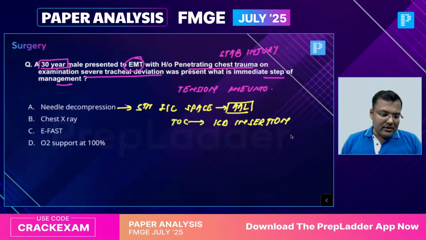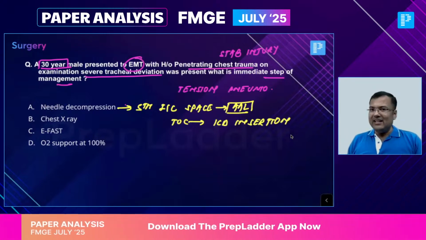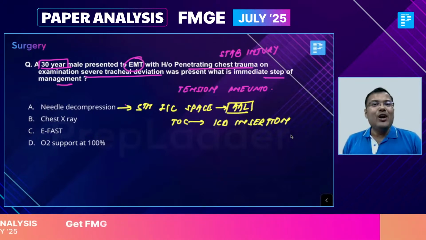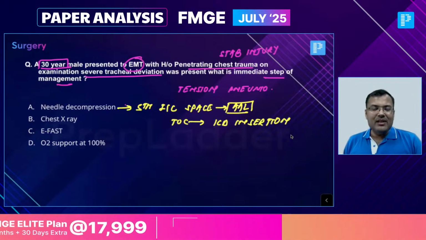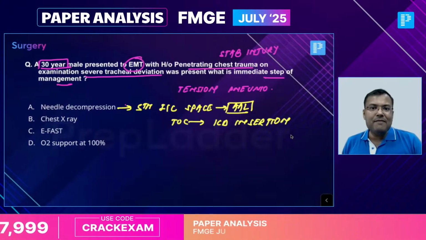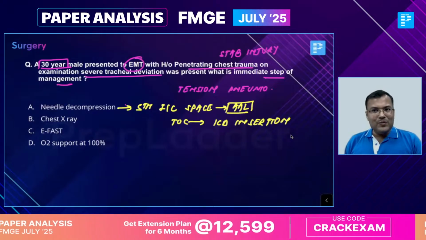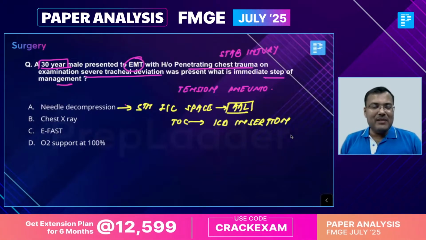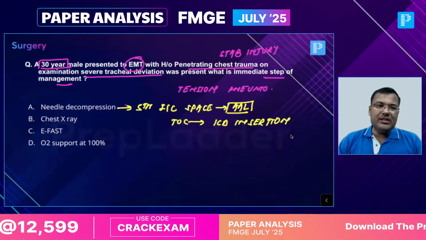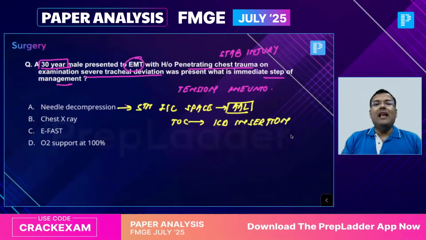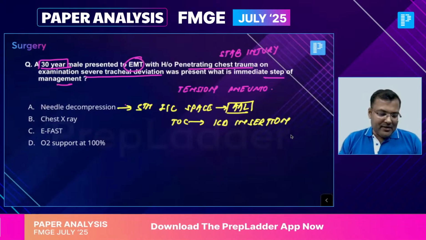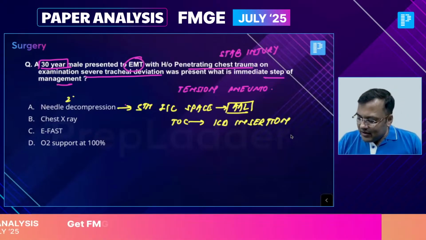ओके, सो अच्छा, सेकंड ही दिया था. अगर सेकंड ही दिया था तो आपके पास कोई ऑप्शन नहीं है. यू हैव टू गो फॉर नीडल डिकम्प्रेशन. बट आइडियली हम कहाँ इंसर्ट करते हैं? फिफ्थ इंटरकॉस्टल स्पेस. तो हो सकता है एग्जामिनर को आइडिया नहीं हो, या कहीं से रिपीट क्वेश्चन एग्जामिनर ने उठाया जिसमें लैंग्वेज चेंज नहीं किया हो. फिफ्थ नहीं दिया था, सेकेंड इंटरकॉस्टल स्पेस दिया था.